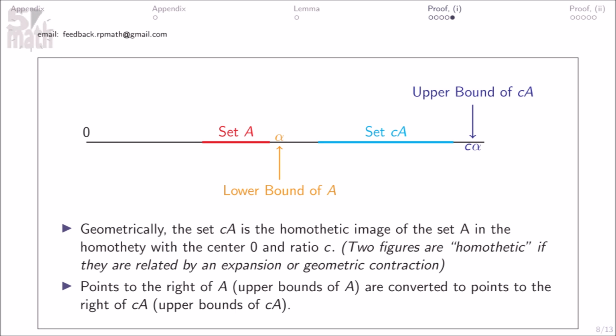Here is a picture. Geometrically, the set C big is the homothetic image of the set big in the homothety with the center 0 and ratio C. Two figures are homothetic if they are related by an expansion or geometric contraction. Points to the right of big, upper bounds of big, are converted to points to the right of C big, upper bounds of C big.